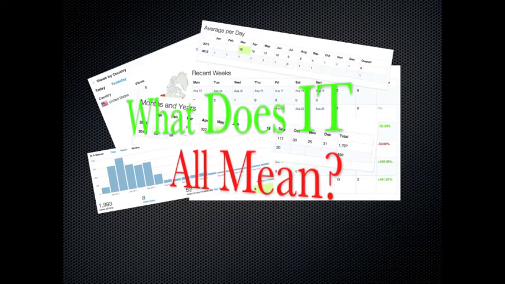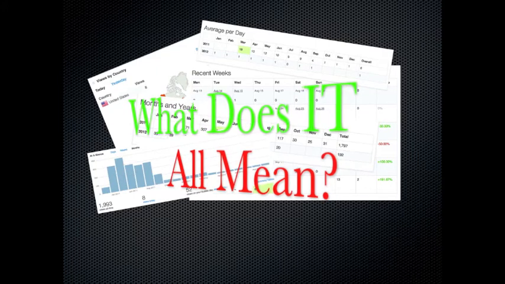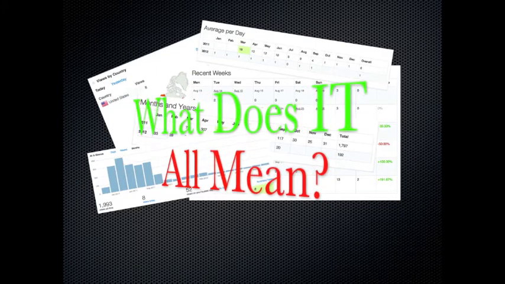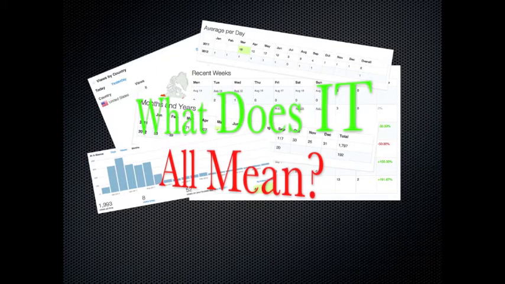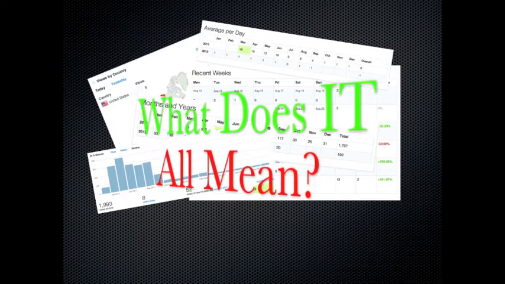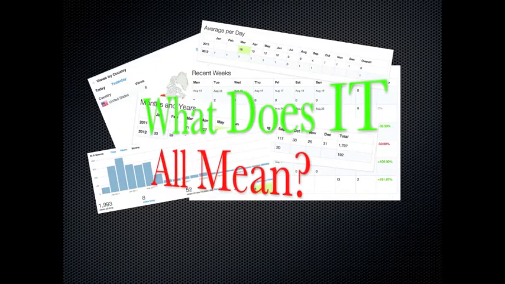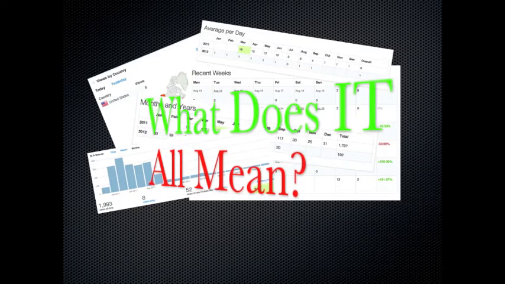Now, I know if you're like me, when I first got into this, I saw all these numbers and I was saying to myself, what does all this mean? All I see is numbers and graphs. I'm confused. Help me. And there was nobody there to help me, but I'm here for you.